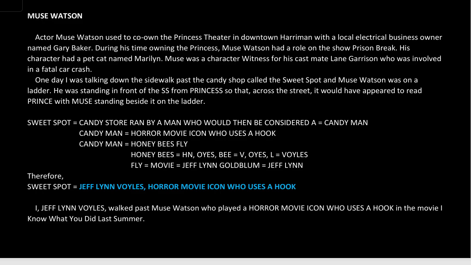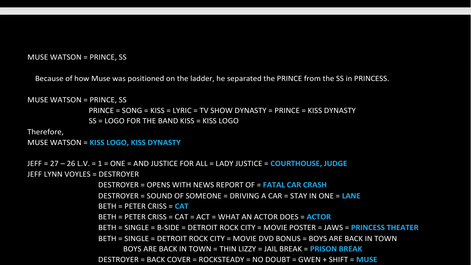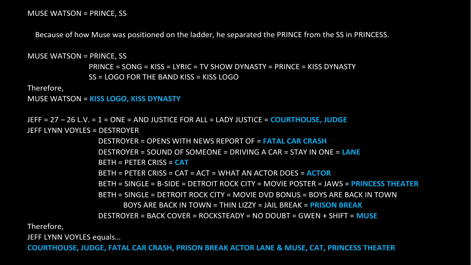Princess Theater was owned by Muse Watson, who made an appearance there when the movie I Know What You Did Last Summer played there. I think it was after that movie that Muse was interested in buying the theater. But Muse, who owned the theater, played an iconic horror character with a hook, and the candy shop represents the Candyman, which is also a movie about a killer that uses a hook. But in Candyman, honeybees are also very prominent. Honeybees, of course, translates to Jeff Lynne Voiles.